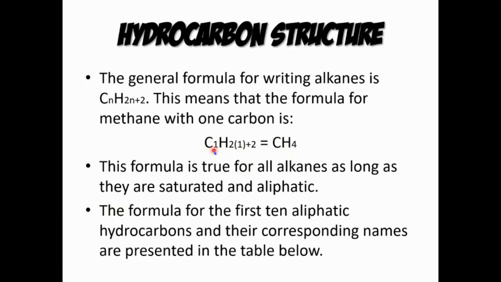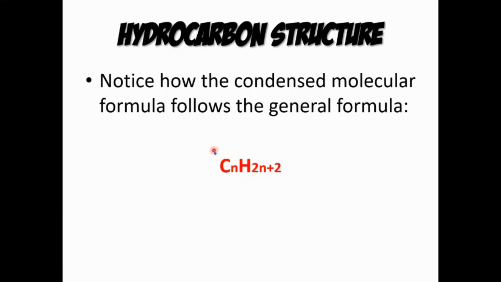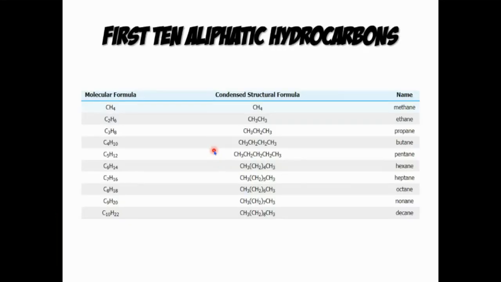So this formula is true for all alkanes as long as they are saturated and aliphatic. The formula for the first 10 aliphatic hydrocarbons and their corresponding names are presented in the table on the next slide. Ayan na yung condensed molecular formula, and then condensed structural formula, and then their respective names. Just like methane, ethane, propane, butane, pentane, hexane, heptane, octane, nonane, decane.